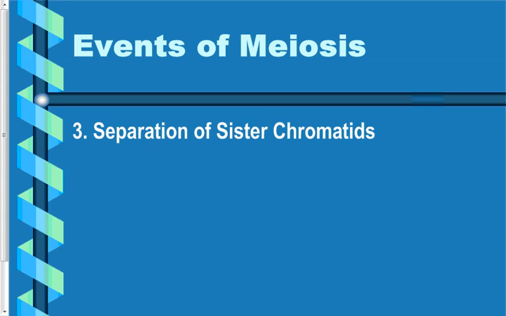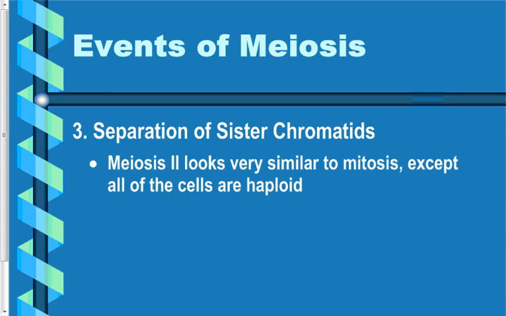The third key event in meiosis is those chromatids that are copies of each other need to be separated from each other. Remember that during interphase, each chromatid made a copy of itself. Well, now those need to be separated. And this looks very similar to what we saw in mitosis. In fact, all of meiosis 2 looks extremely similar to mitosis, the only difference being the number of chromosomes.